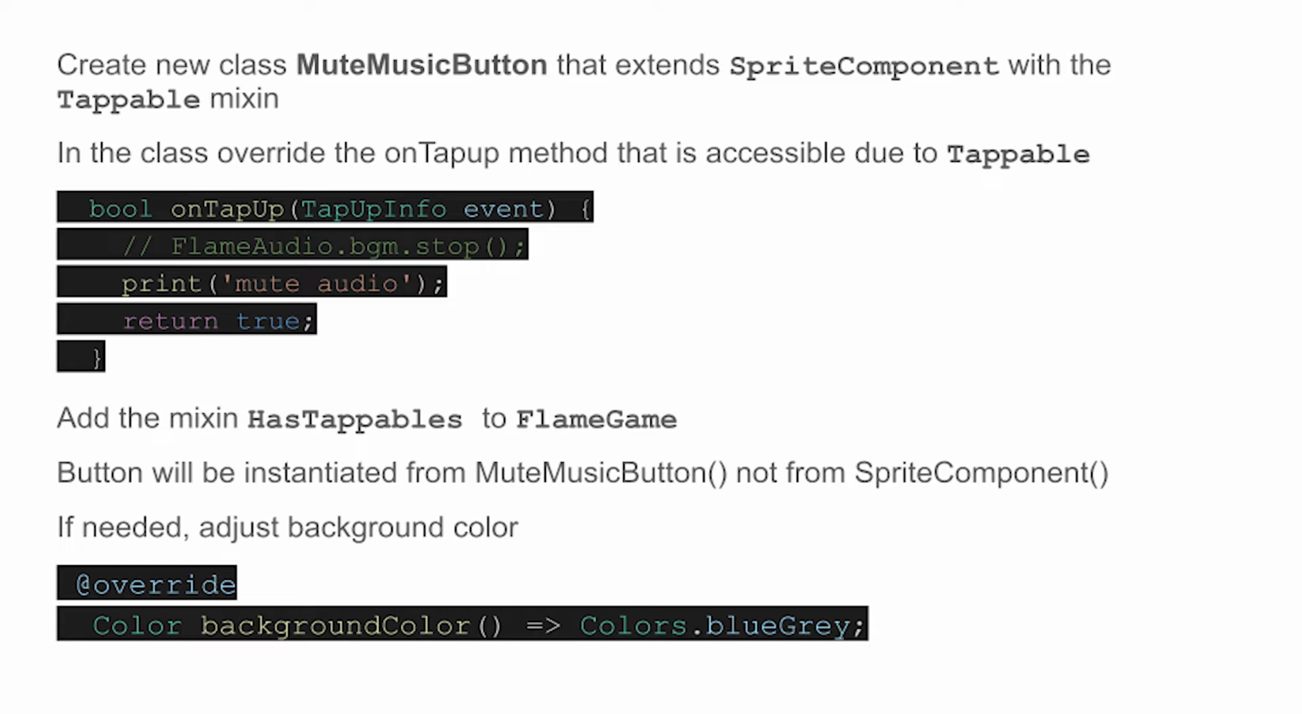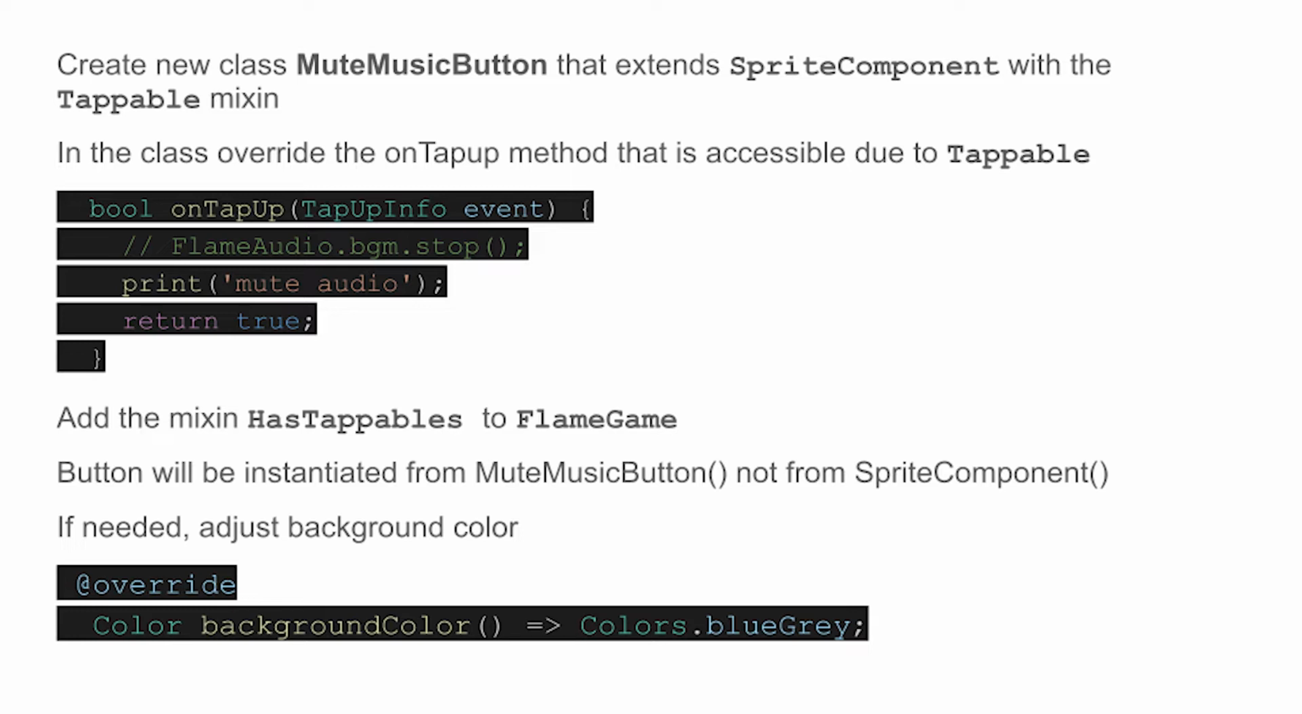In the Flame game class, the one that you created, that probably, my game extended FlameGame, you have to use a mixin there too. So add with HasTappables. You then need to add the sprite component, which is going to be called MuteMusicButton, to the game. So instead of instantiating a sprite component, which you have in the past, use the class that you just created, MuteMusicButton. You need to use your own class because that's the only one that has the tappable mixin.